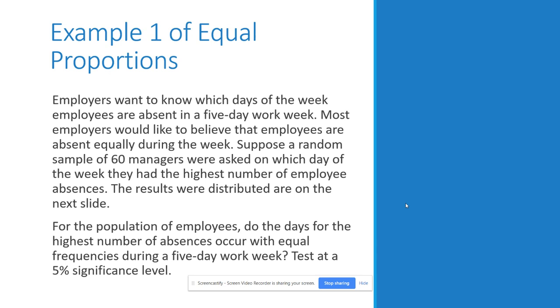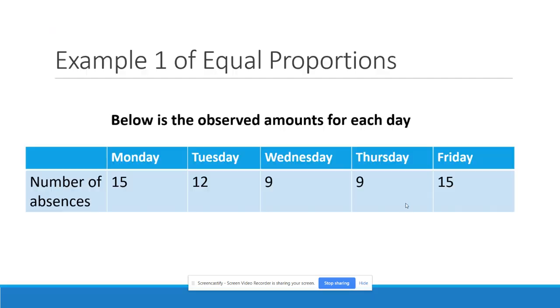For the population of the employees, do the days for the highest number of absences occur with equal frequency during the 5-day work week? Test at a 5% level of significance. All right, that's a scary word problem, but let's break it down. I have 5 days a week that employees work, and managers believe that the employees are absent equally through the week. So it's not skewed a lot on Monday and Friday as people would believe. And that's what we're going to test, at the 5% level of significance.